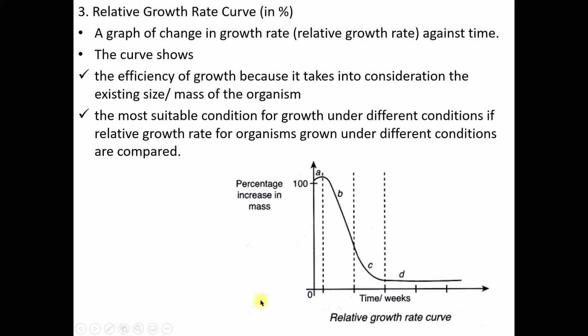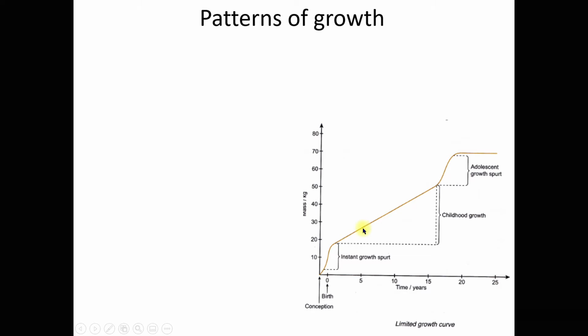Now, why is this relative growth rate curve significant? Because from studying the relative growth rate curve of two different individuals or species in the same environment, we can know which species survives better in that environment. So we can find the most suitable condition for growth if the relative growth rates of organisms grown under different conditions are compared. Now, that is about the growth curves.